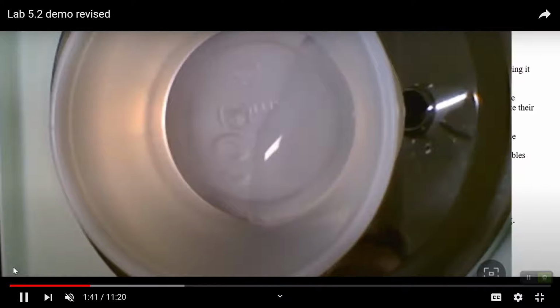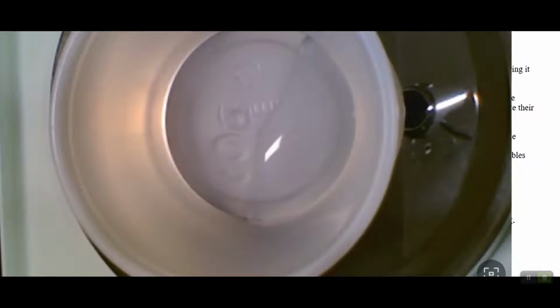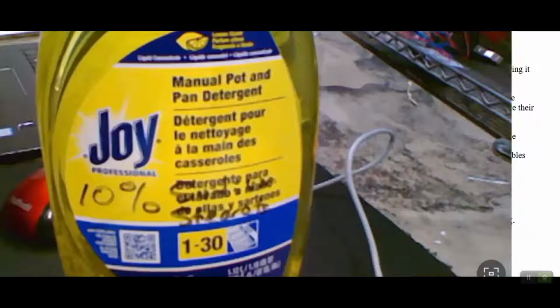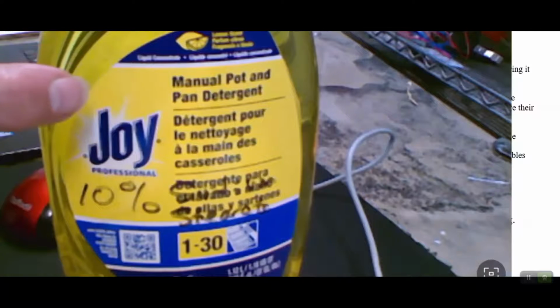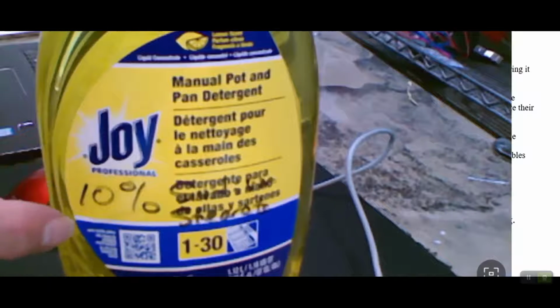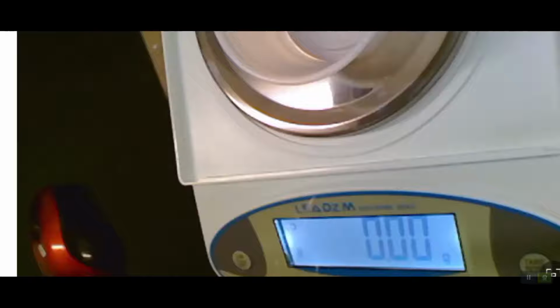The next thing we have to do is put about 7.5 grams of Joy soap into another cup. I'll mention that Joy soap is about 10% sodium stearate, so we're not actually putting 7.5 grams of sodium stearate in, but we are putting 7.5 grams of Joy soap in. Joy soap is very viscous, so when you're pulling it up with a pipette, and in my case I'm going to pull it up with a 10 mil pipette, it pulls up slowly, so be patient as you're pulling it up, and it also comes out kind of slowly.